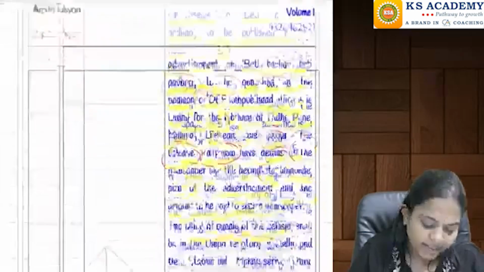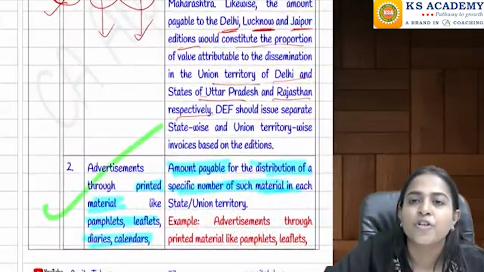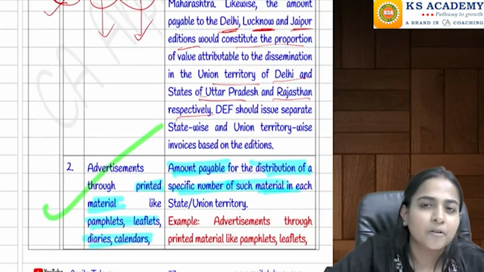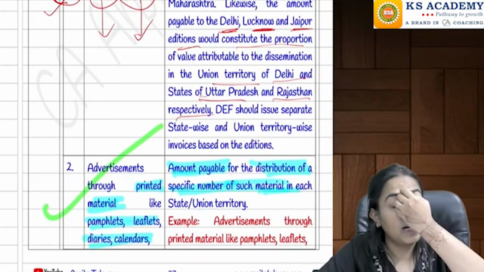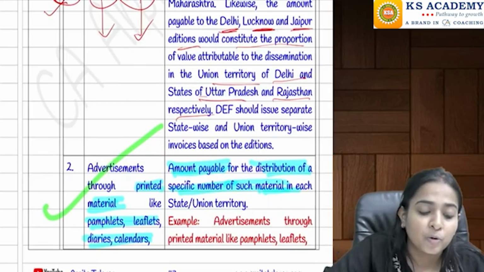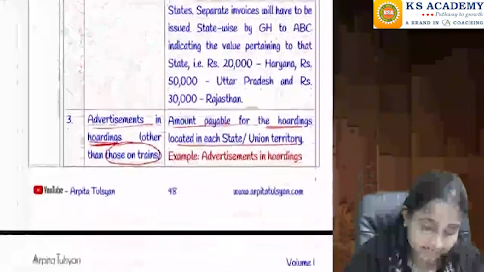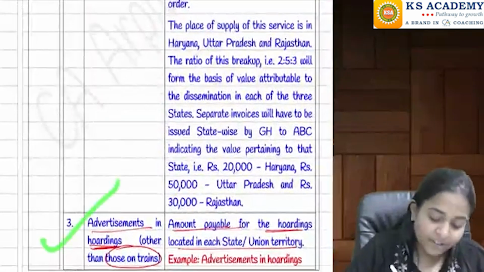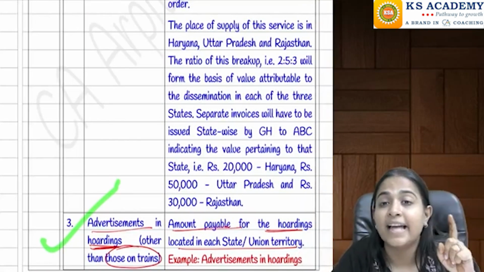Next one, if the advertisement is done through printed material like pamphlets, brochures, printing on calendars, printing on t-shirts, etc. Again, divided. The total amount will be divided on the basis of the amount payable for distribution in the respective states. Right? Next one. Advertisements done on hoardings, big hoardings, but other than on trains.